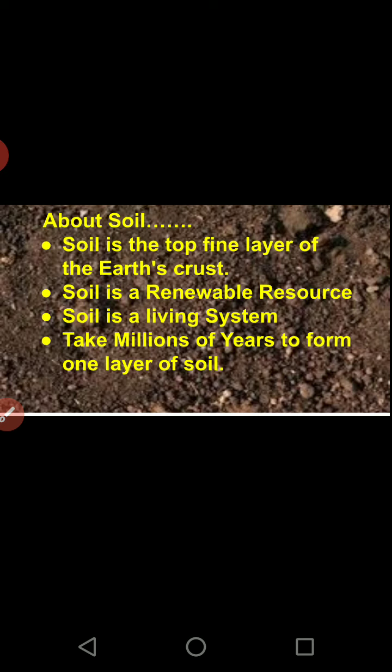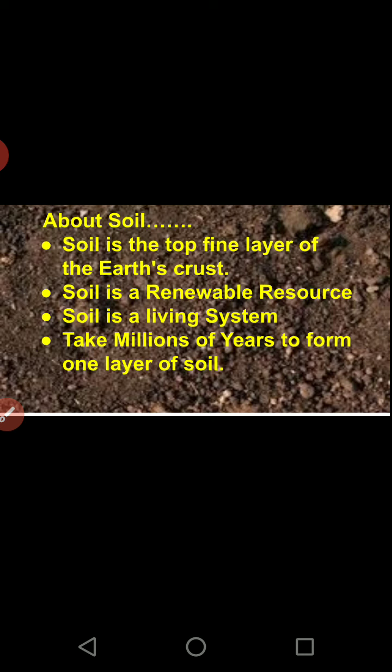Now regarding soil, there are always controversies whether it is a renewable resource or a non-renewable resource. If we see, it is basically a renewable resource because the soil formation process is continuously going on, constantly, and hence the soil is getting renewed again and again. It takes millions of years to form 1 centimeter of soil, but because the process is continuous, the formation occurs on a large scale. As a result, we call it renewable.